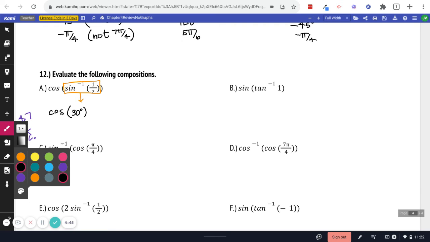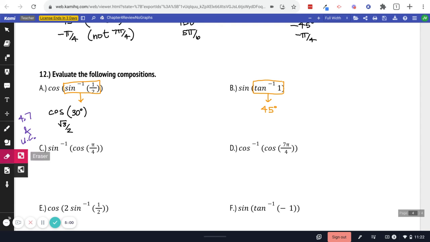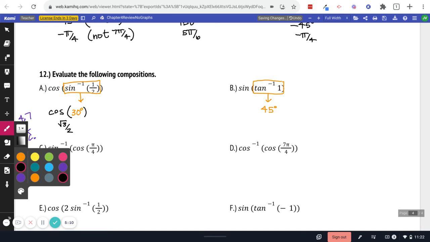Then I go, okay, cosine 30. That's root 3 over 2. And the next one, tangent inverse of 1. That's 45 degrees. I like using degrees when I can, but if the question is written somewhere in radians, then I want to make sure I'm also using radians. I'm going to just change this to be orange so it kind of matches. So I'm doing now sine 45. Sine 45 is root 2 over 2.